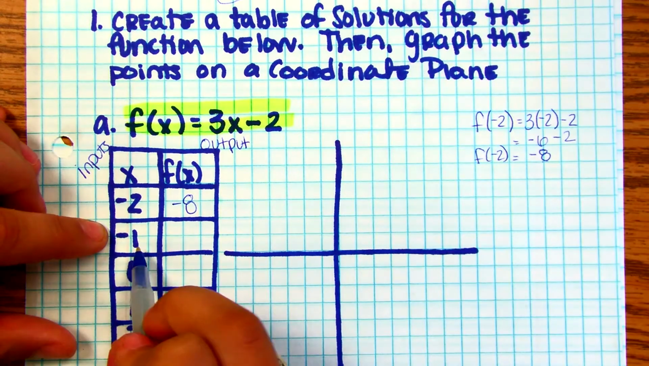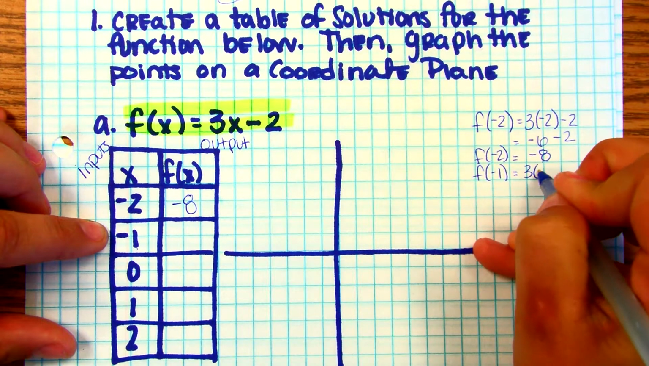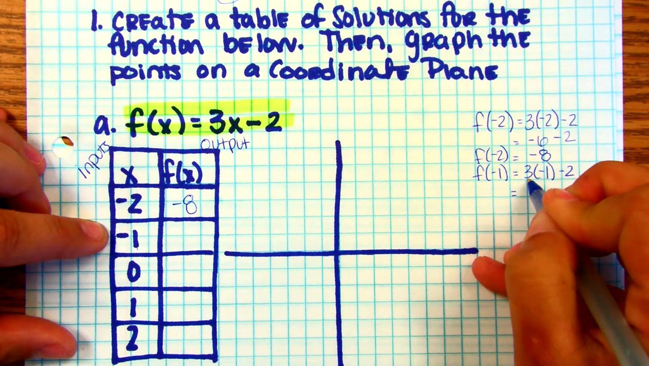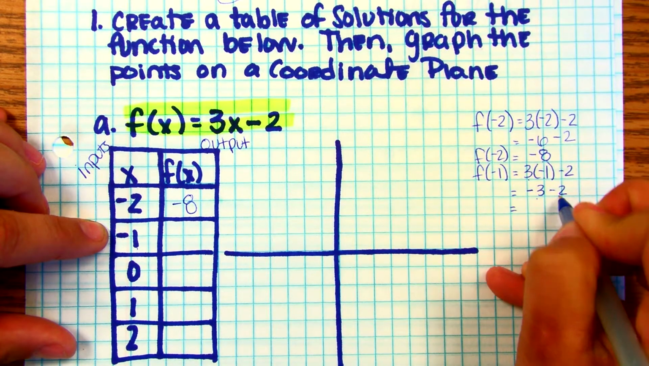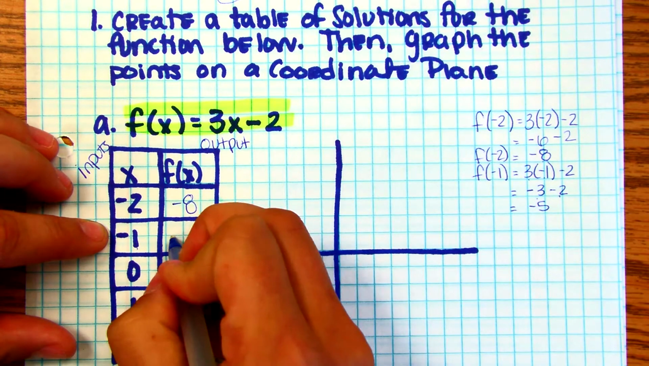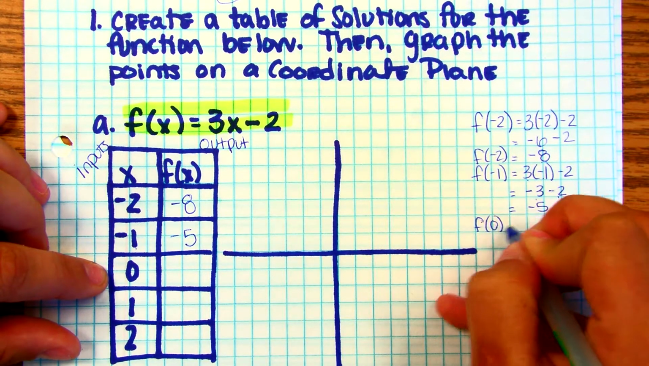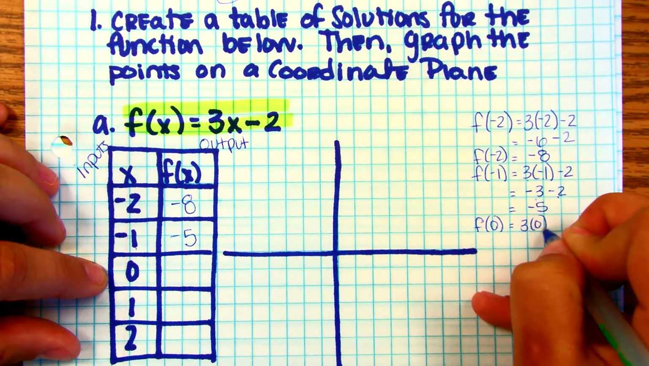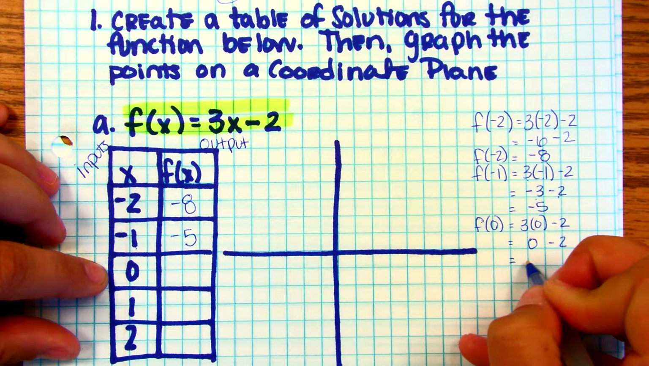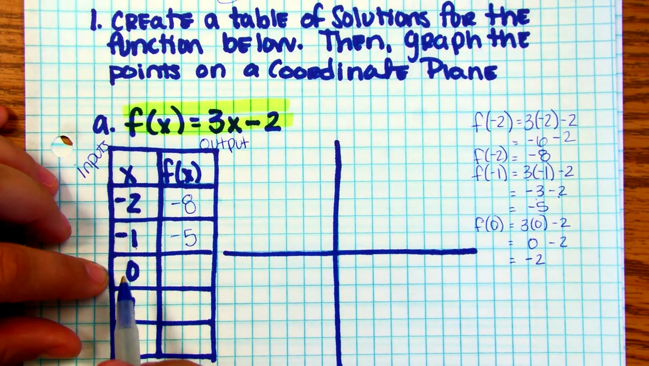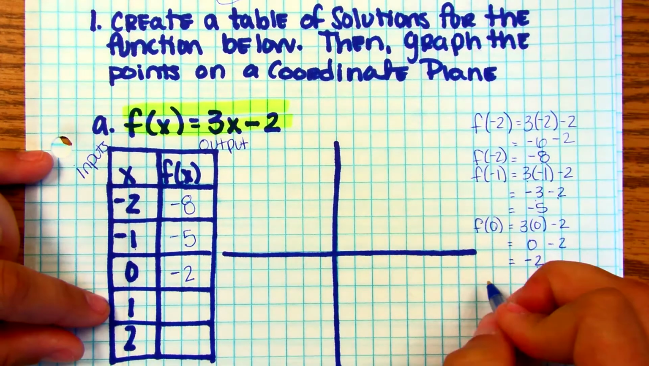So let's go ahead and repeat that for the remaining points. The next one will be f of -1, which equals 3 times -1 minus 2. 3 times -1 is -3. And -3 minus 2 is -5. So f of -1 is -5. Next, f of 0. So 3 times 0 minus 2. 3 times 0 is 0. And 0 minus 2 is -2. So f of 0 is -2. Next, f of 1.